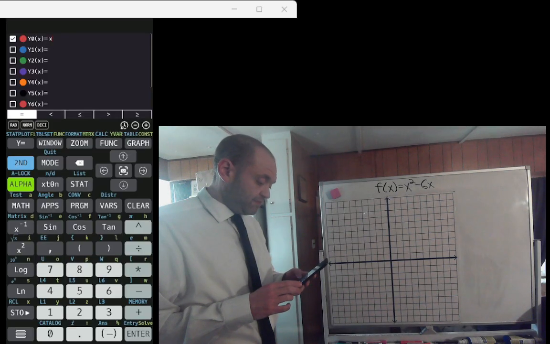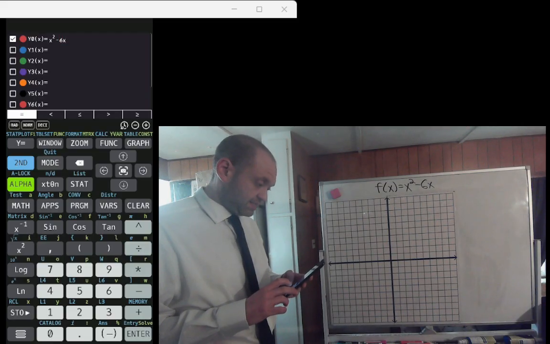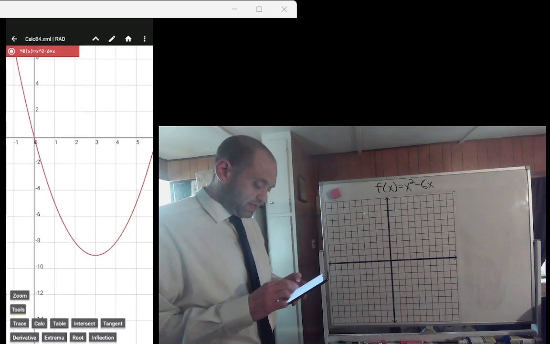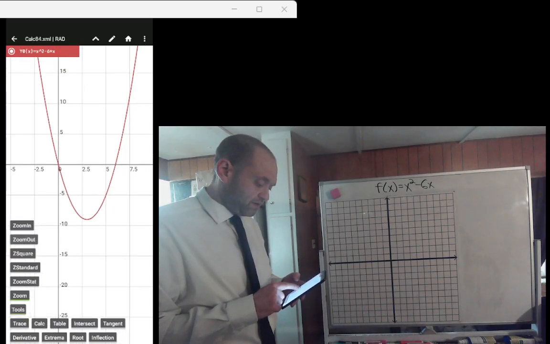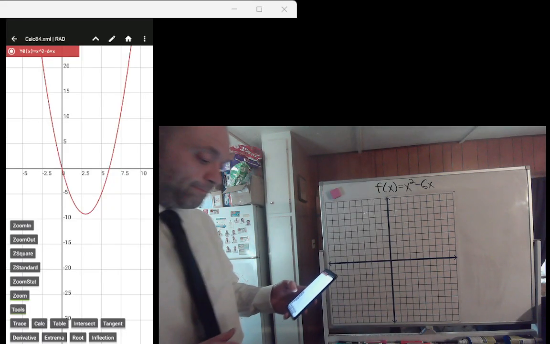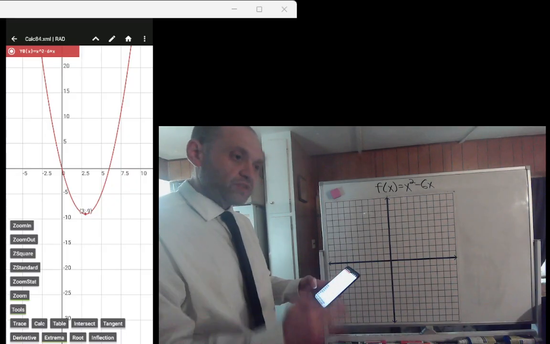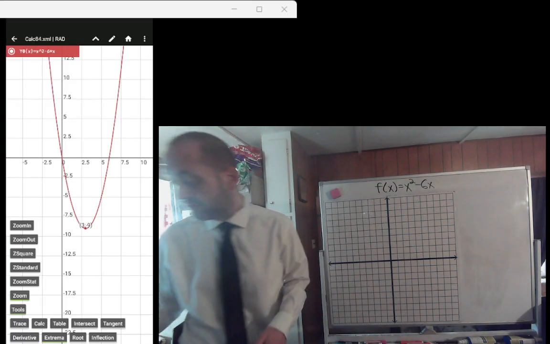But so f of x equals x squared minus 6x. I'm going to graph that. And look at that. I can zoom out a little bit so you can see more of the graph. You see you have a nice parabola there, as I figured it would be. Now if you touch the extrema feature, and if you look at the whole graph, you see you have a minimum at the point 3, -9.